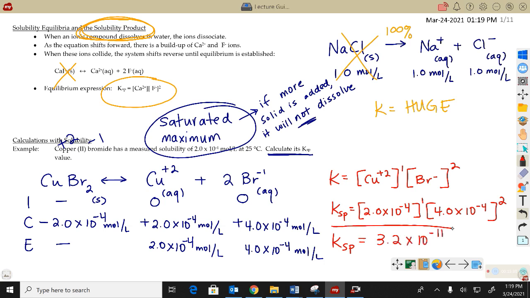And it's still unitless, so this is just it. You're done. And now this does make sense too because it's small. And so by saying that only like 2 times 10 to the negative fourth moles will dissolve in a liter, I mean, if you wanted, you could switch that to grams and it should be really small. There's not a lot of copper 2 bromide that's going to dissociate. And so now I can see that as well by having a really small KSP value.